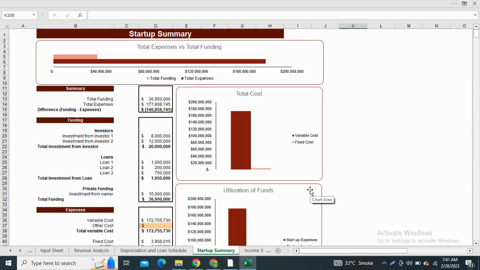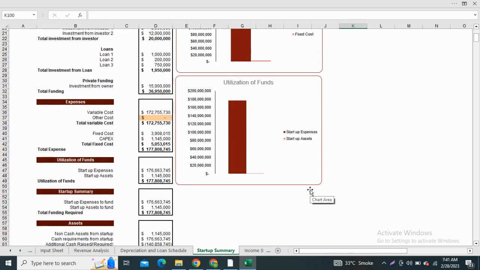Moving on to the startup summary. The startup summary is the estimation of how much investment is required in the first year of your business, and it also consists of the graphical representation of total cost and utilization of funds.